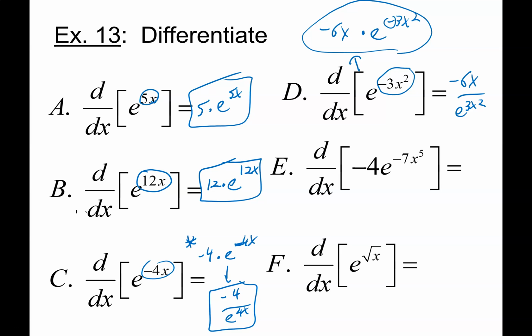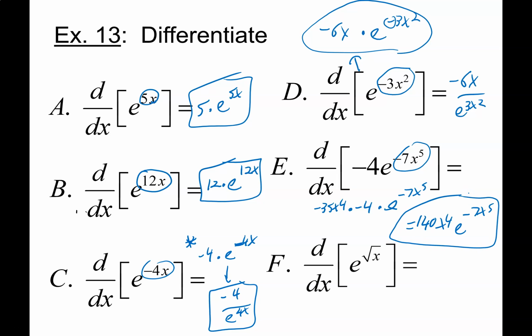Again, this one's a little tougher in that I have e to my stuff, but I also had the coefficient negative 4, and then I multiply by my stuff prime, which is negative 35x to the 4th. So when I put it all together, negative 35 times negative 4 is a positive 140, x to the 4th, and then I get e to all that nasty, ugly, whatever stuff right there. Again, if you wish to move the negative power to the bottom, you can. I'm not going to show it again. I've already shown you a couple times here.